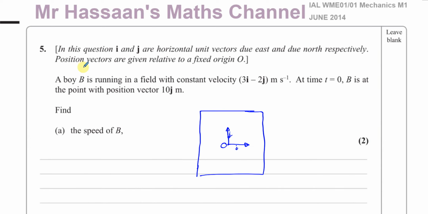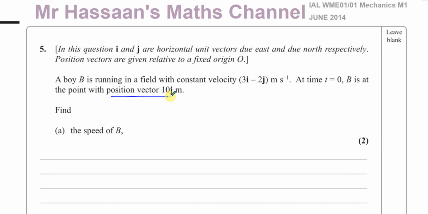Position vectors are given relative to the origin O. So when it says position vector, it means the vector from O to that point. When it says a velocity vector like this first part, it's talking about the direction in which something is moving only, not relative to any particular origin. So it says a buoy B is moving in a field with constant velocity 3i minus 2j meters per second. At time t equals 0, B is at the point with position vector 10j meters.